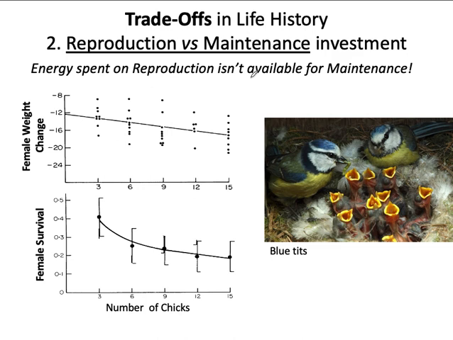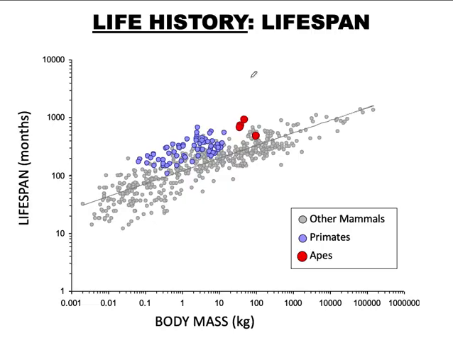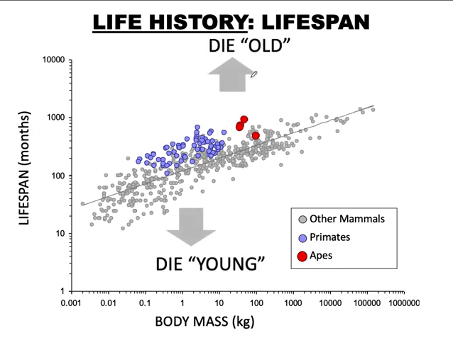Okay, so we can tie in this life history pattern into lifespan. And so this plot shows lifespan on the y-axis and body mass or body size on the x-axis. And we saw previously that primates in general, compared to most other mammals, and especially apes, tend to die old, right? They live a long time given their body size. Whereas many other mammals tend to die young, so to speak, right? They die earlier, they have a shorter lifespan than would be predicted given their body size.